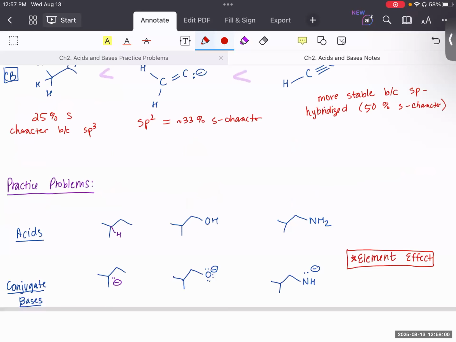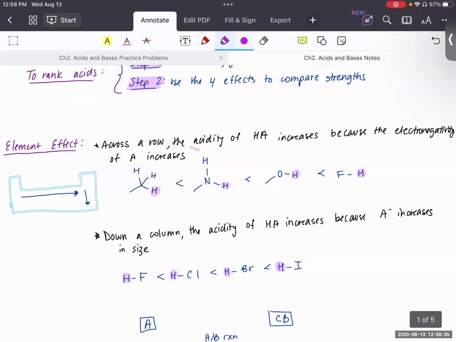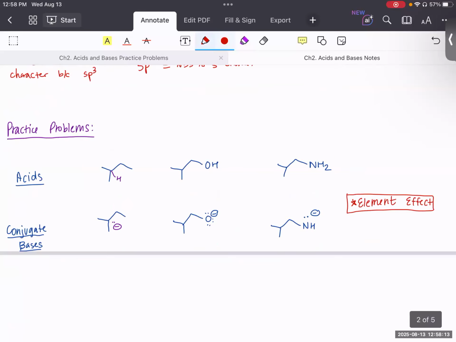Based off of our rules for the element effect, we know that the acidity of H8 increases across a row. Since oxygen, nitrogen, and carbon are on the same row, the one that's bound to the oxygen, which is the furthest to the right on the periodic table, is going to be the most acidic. So it'll be a 3. Then that carbon is going to be least acidic because it's the one that's furthest to the left on the periodic table. Then that nitrogen is going to be in the middle.